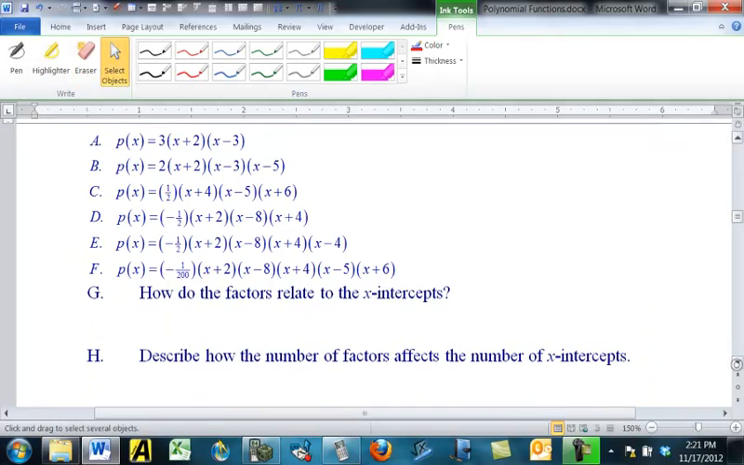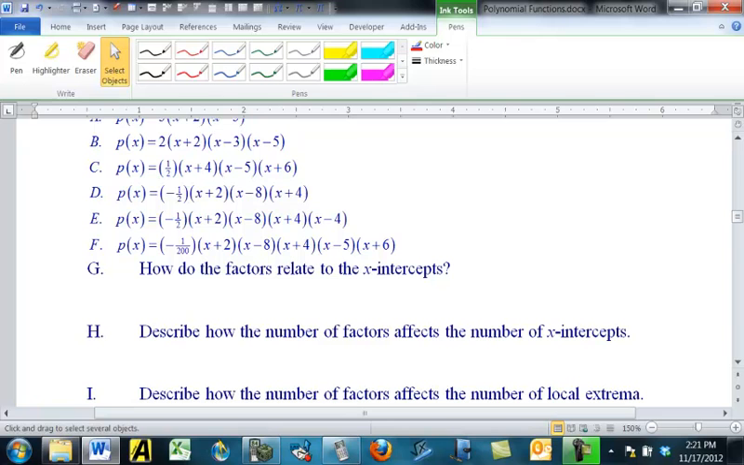So how do factors relate to x-intercepts? Well, every factor relates to an x-intercept. Every time a factor is set equal to 0, that x value will be the x value for an x-intercept. The more factors you have, the more x-intercepts you have, if they're different factors.